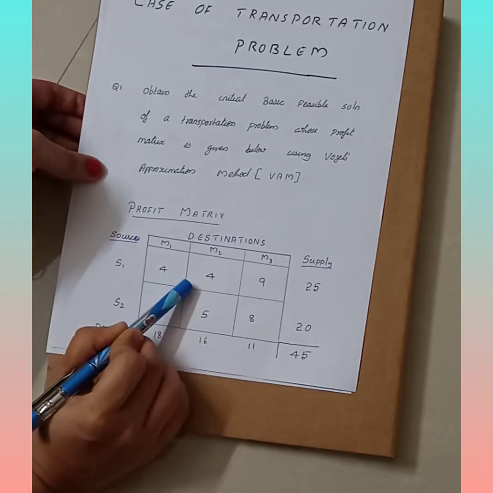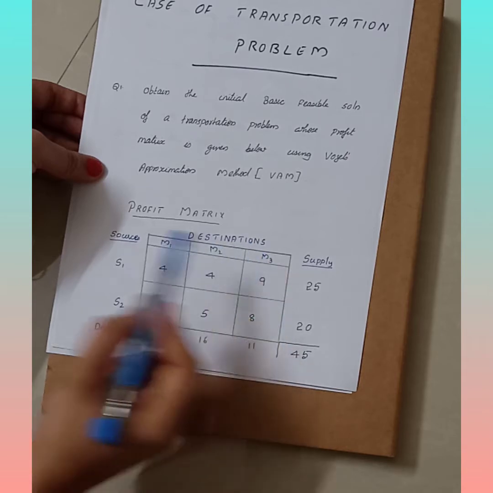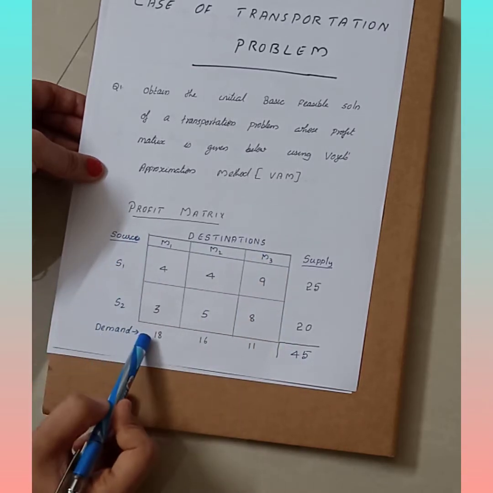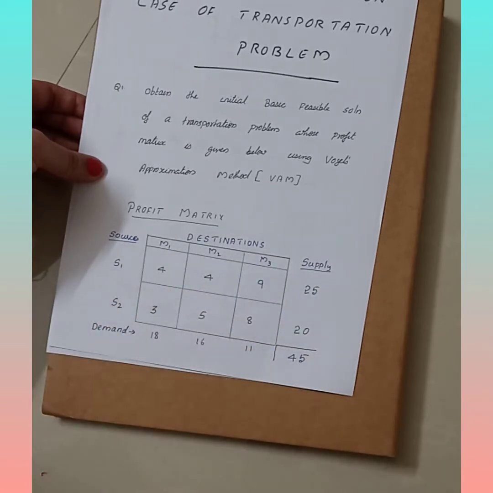A profit matrix is given where you have three destinations or three markets, M1, M2, M3, and two sources or stores, S1 and S2. The demand is given and the supply is given. The first thing you have to do in any transportation problem is to check whether it is a balanced problem or not.